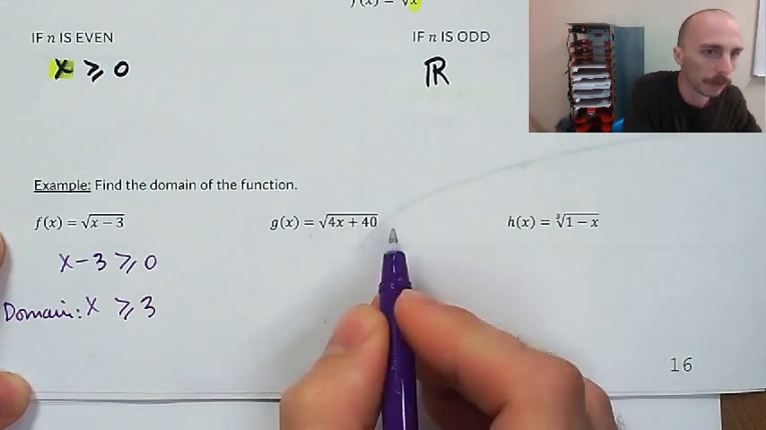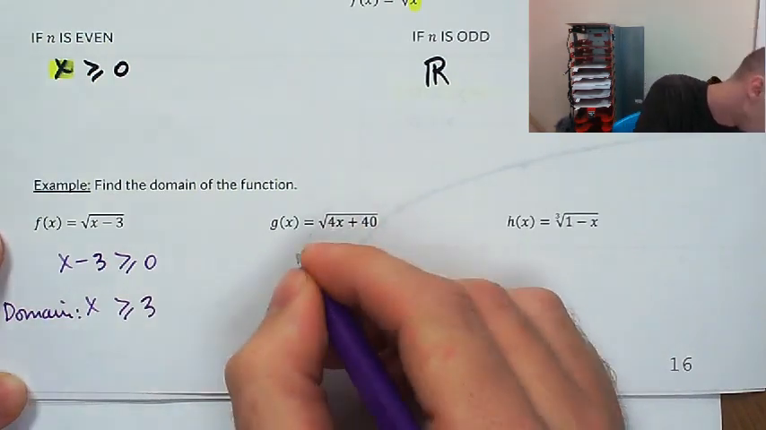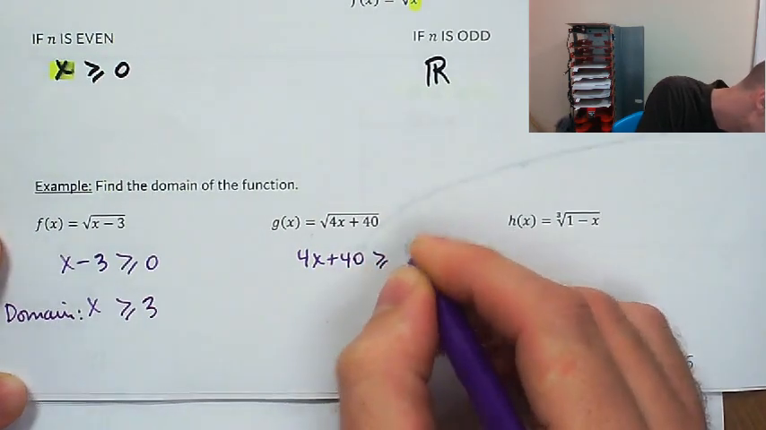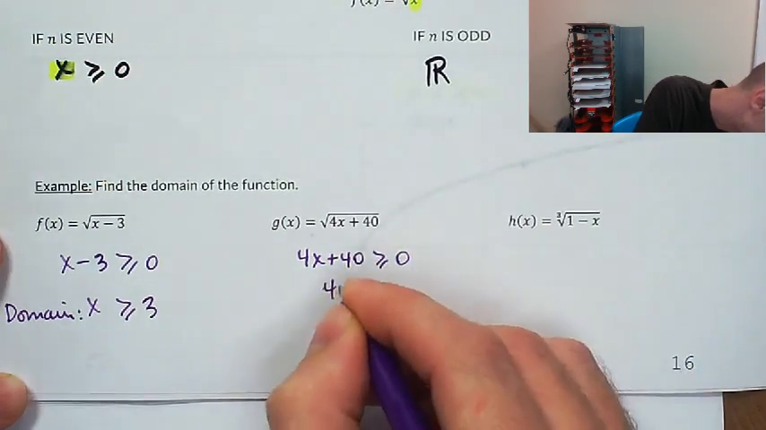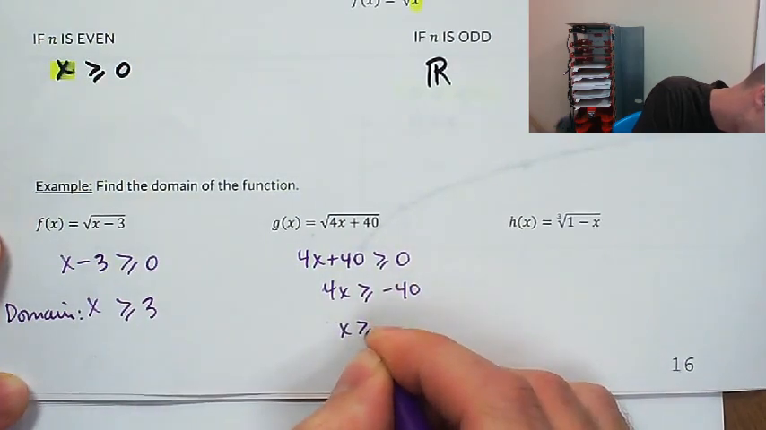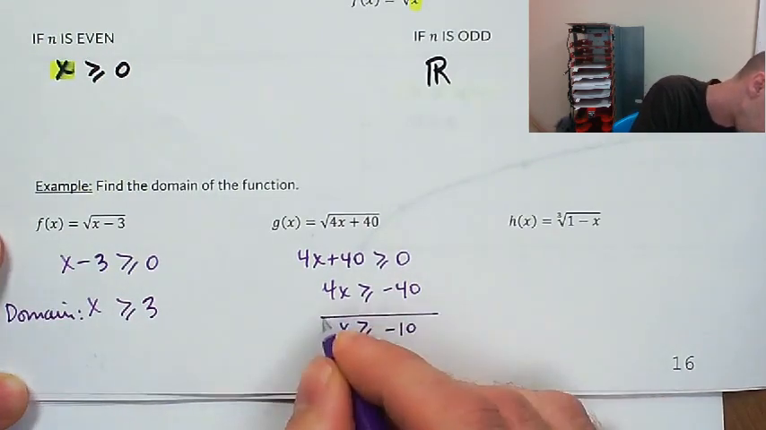For this one, we're going to do the same thing. We set it greater than or equal to 0 because it's a square root. So 4x plus 40 is greater than or equal to 0. 4x is greater than or equal to -40. I divide both sides by 4, and I get x is greater than or equal to -10.